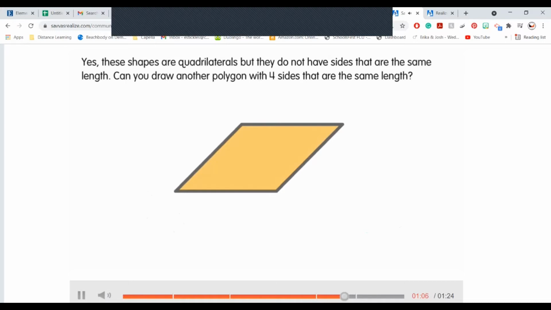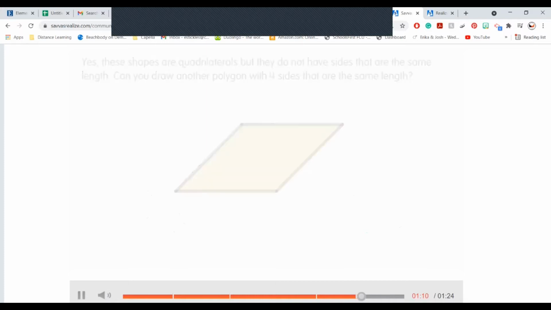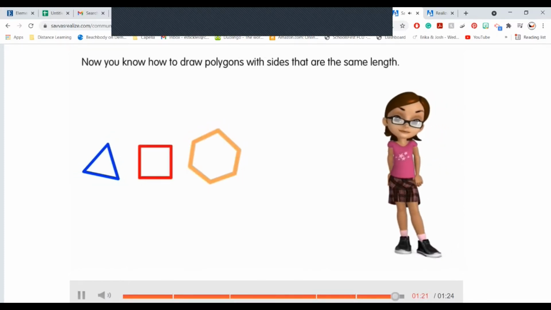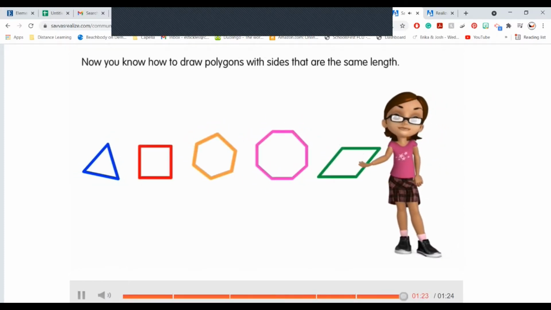Can you draw another polygon with 4 sides that are the same length? Yes, we can. A square is a polygon with 4 sides of equal length. A square is a special type of rectangle. Now you know how to draw polygons with sides that are the same length. So let's go practice in our workbook.